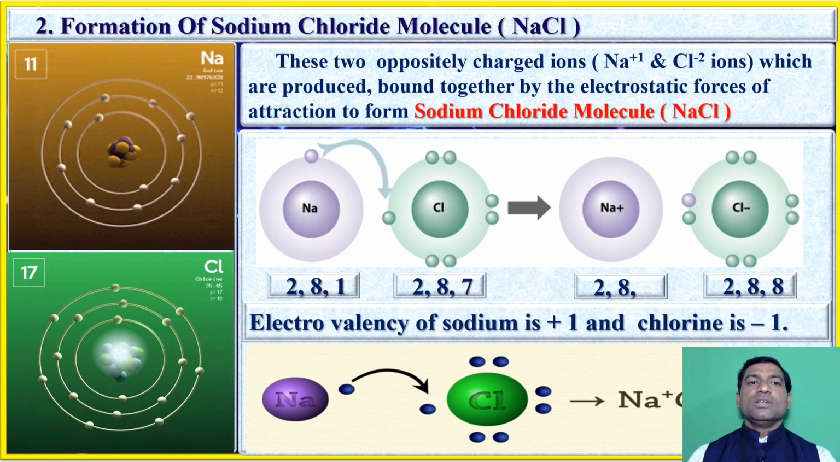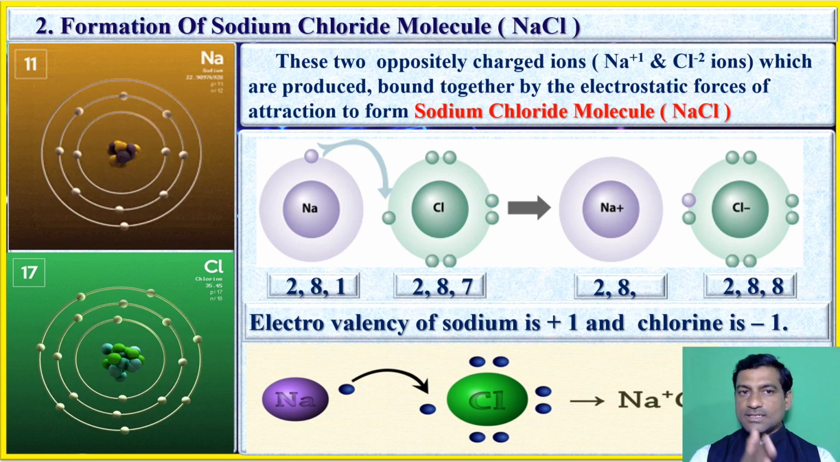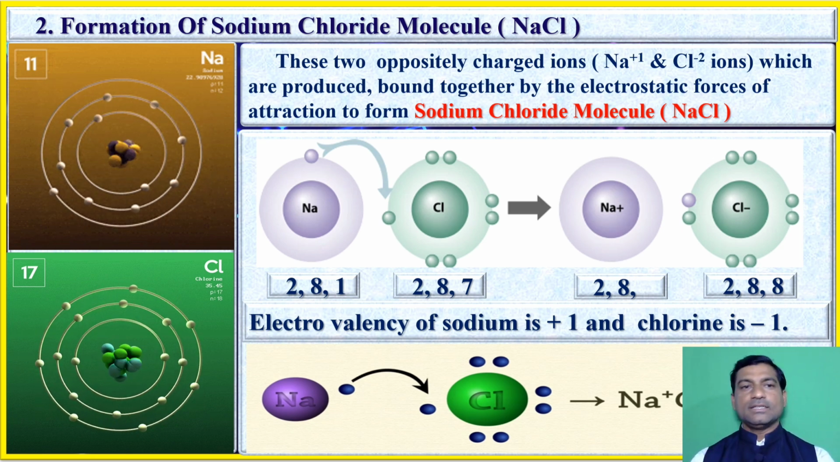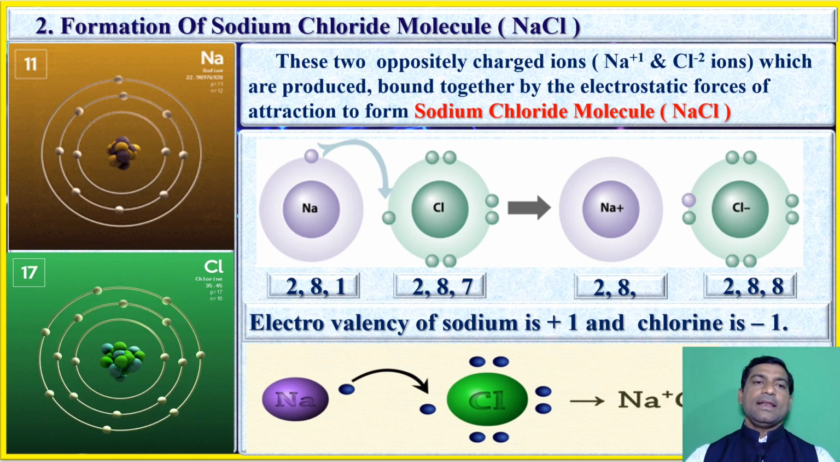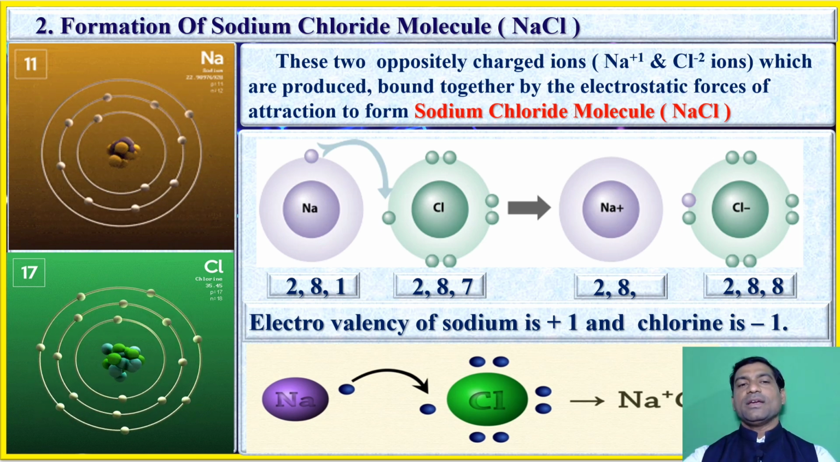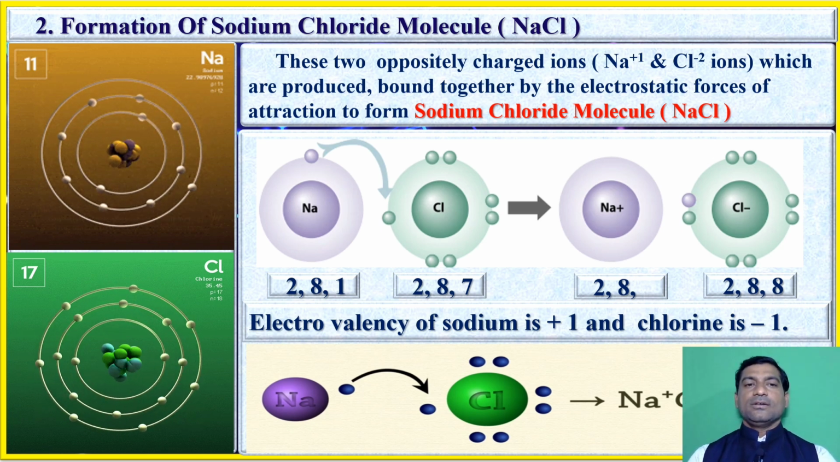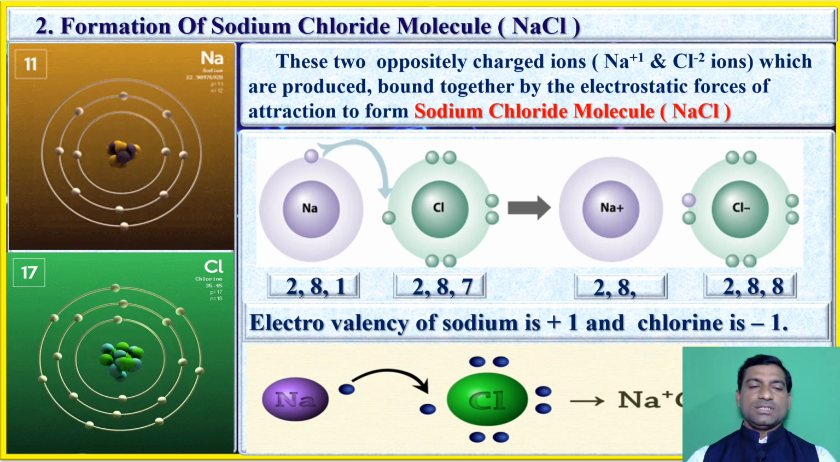Here the sodium, the atomic number of sodium is 11. The first orbit contains 2 electrons, the second orbit contains 8 electrons and the remaining 1 electron is present in the last orbit, and sodium can donate the last electron and becomes stable.